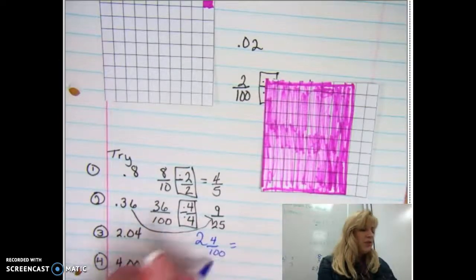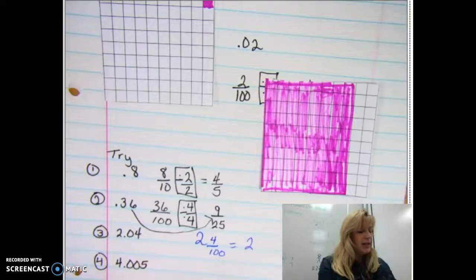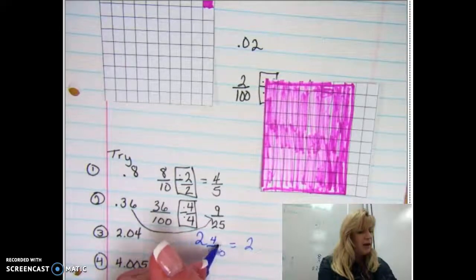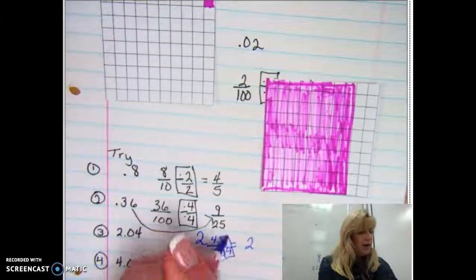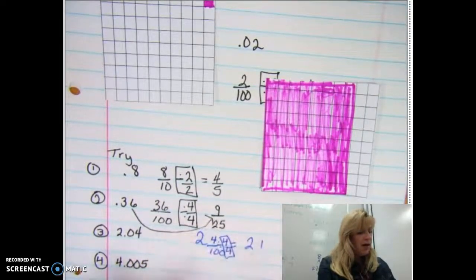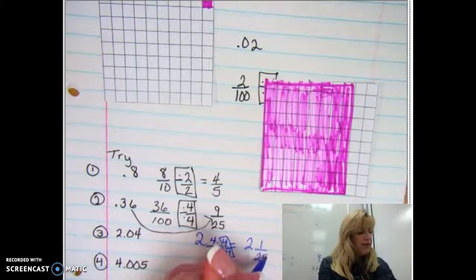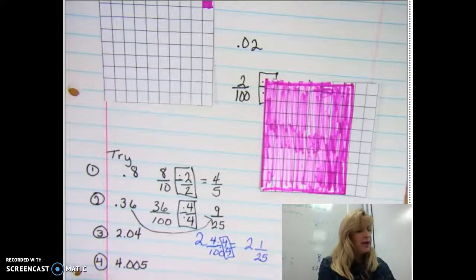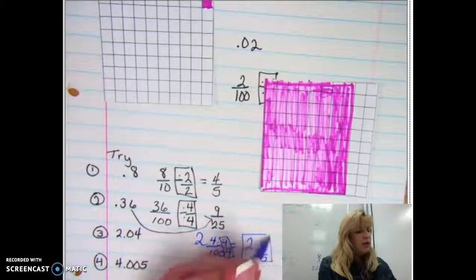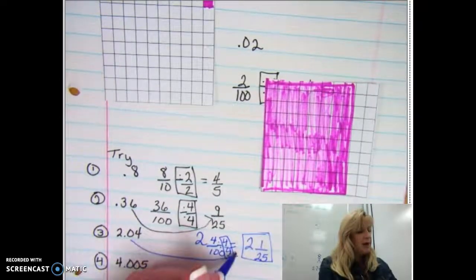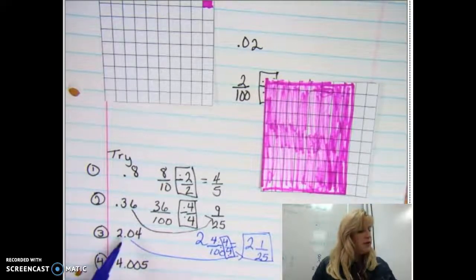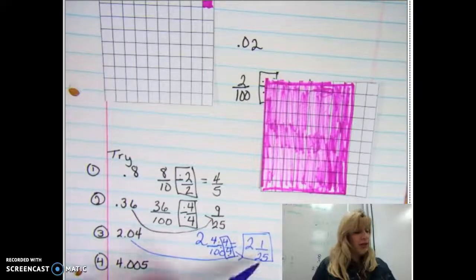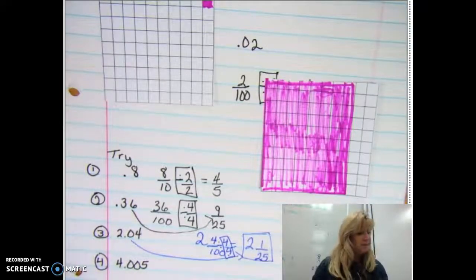So I need to reduce the 4 over 100. My 2 is going to stay the same, but if I reduce the 4 and 100 by 4 over 4, I am going to end up getting 1/25. 100 divided by 4 is 25. So 2 and 1/25 is the same amount as 2 and 4 hundredths. 2 and 1/25 are equivalent.